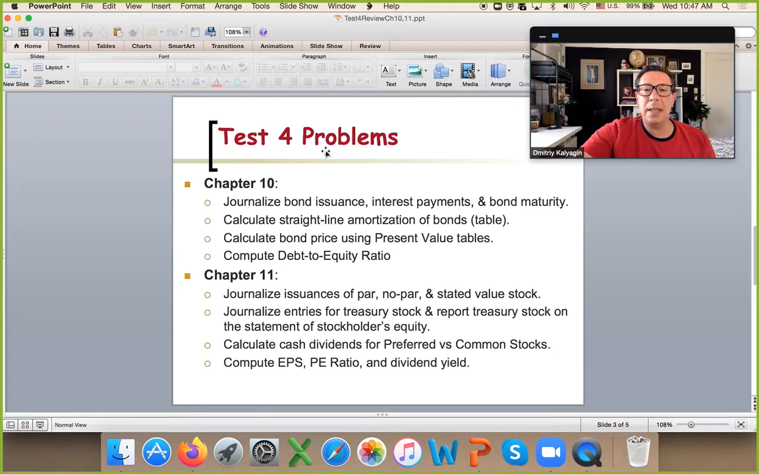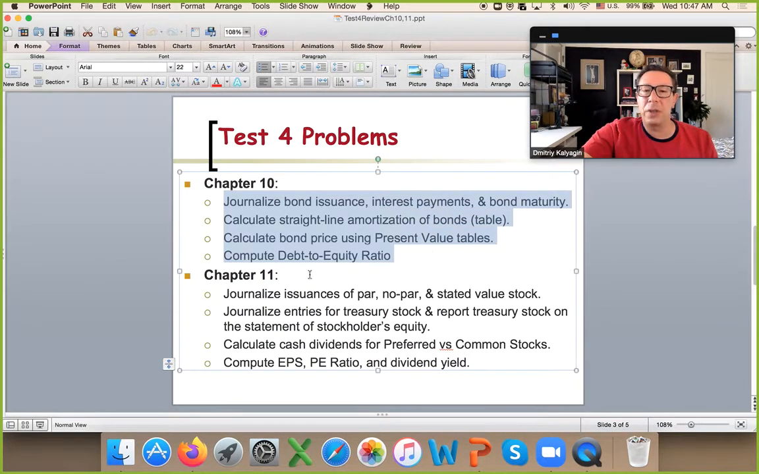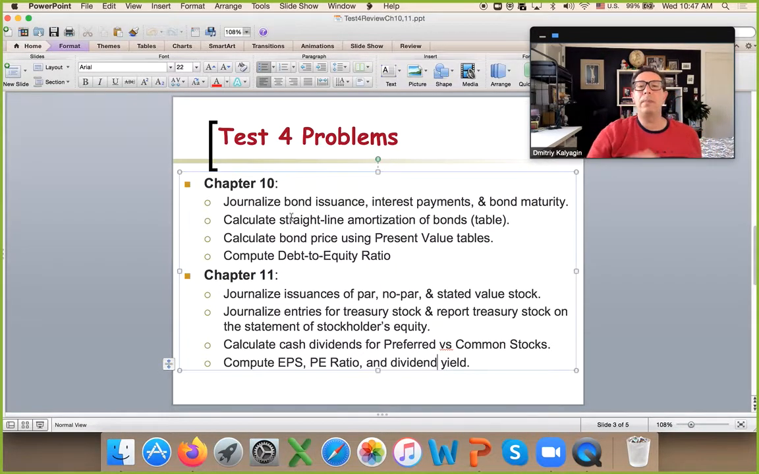This is probably the most useful slide for you, what kind of problems to expect. There will be 3 or 4 problems for chapter 10, and 3 problems for chapter 11, plus a separate problem for each ratio. You will show me how to journalize issuance of bonds at par, at a discount, at a premium, how to make interest payments, and how to pay off bonds at maturity. You will not have to worry about bonds being retired early or callable bonds for the problems.